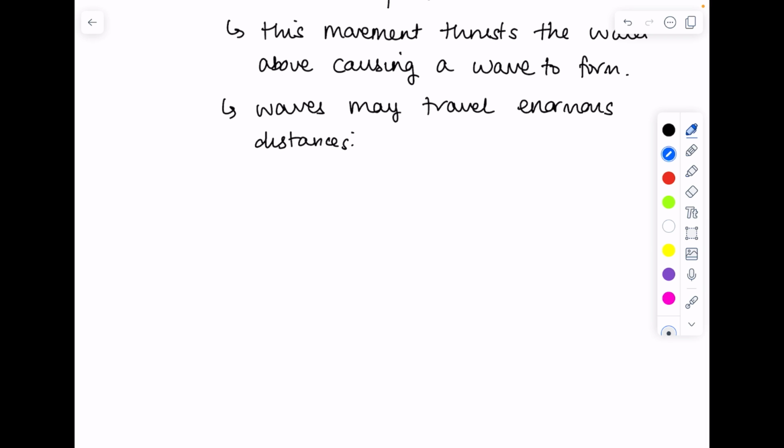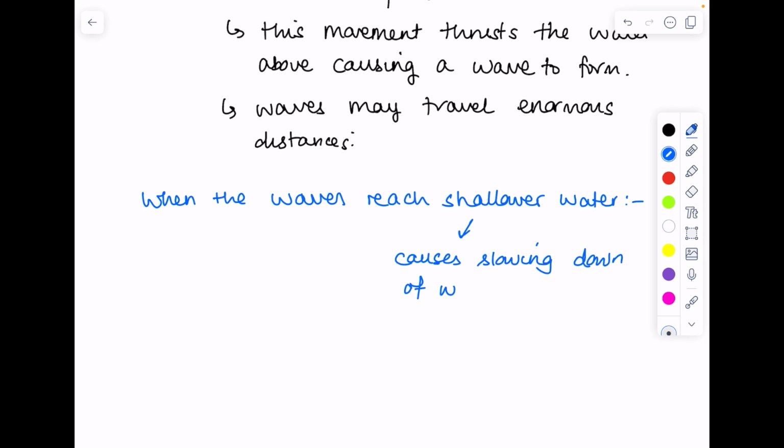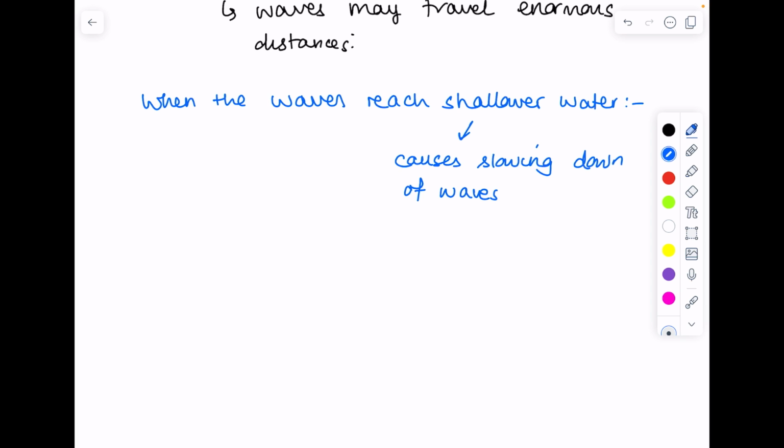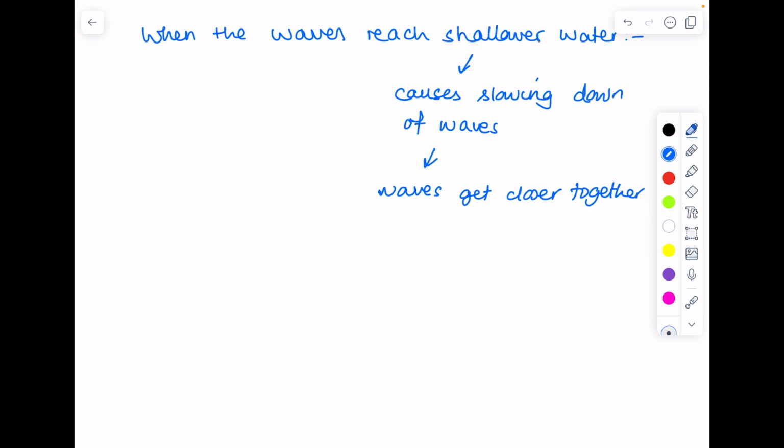What happens when the waves reach shallower water is, first of all, the shallower water causes the slowing of the waves. You might know this from physics. When waves slow down, they move closer together. It's a bit like traffic on a motorway. The slower the traffic, the closer the cars are. The height of the wave may increase by several meters.